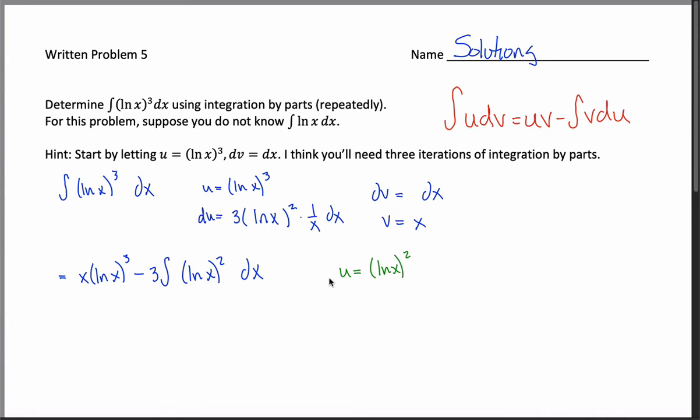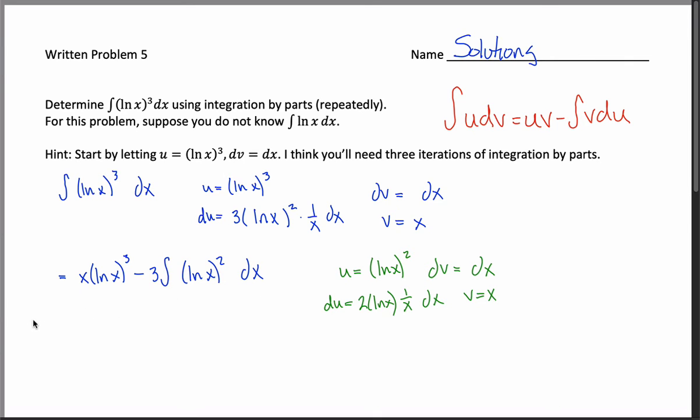And if I let u equal natural log of x squared, then by process of elimination, all that's left for dv is just the dx. And now I've got to figure out du and v again, although it's kind of the same thing as last time. Taking the derivative here would give me 2 times the natural log of x to the 1 power, which you don't have to write, times 1 over x dx. And v would again just be equal to x.